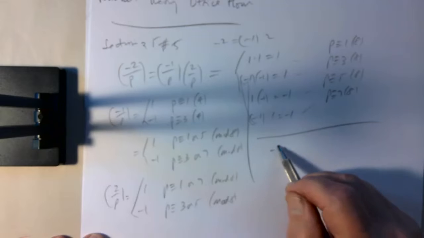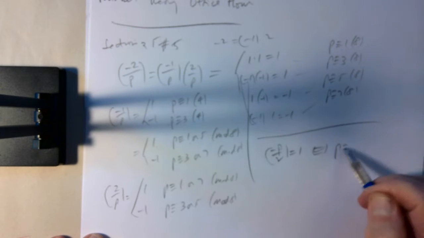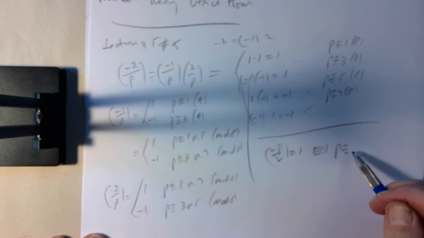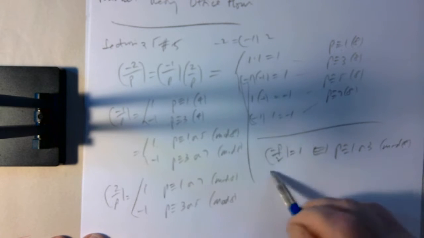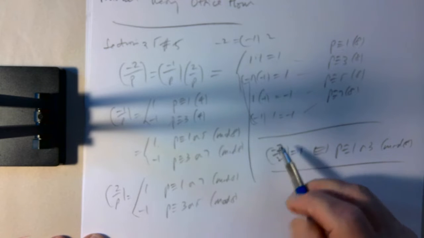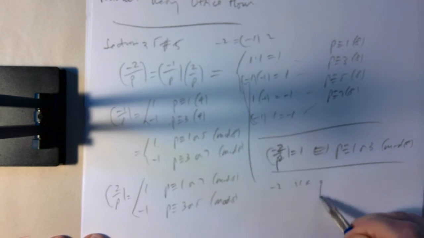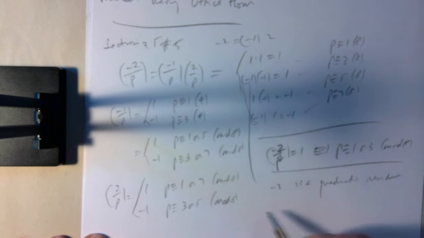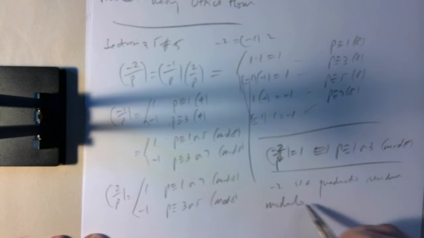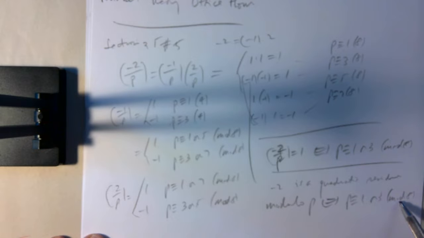So the answer is (-2 over p) is 1 if and only if p is congruent to 1 or 3 mod 8. Another way of saying this is: -2 is a quadratic residue modulo p if and only if p is congruent to 1 or 3 mod 8.